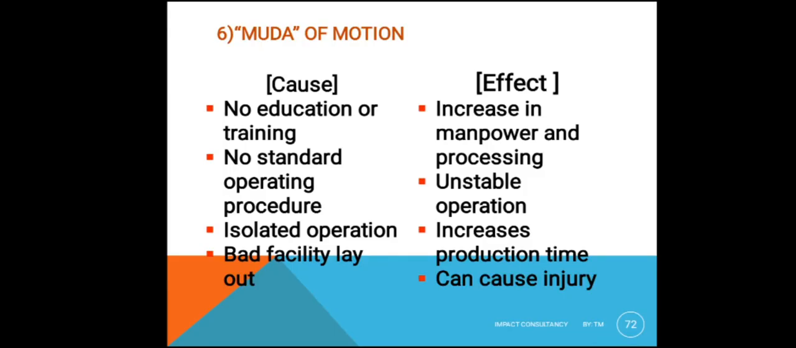So Muda of motion, the causes are no education or training, no standard operating procedure, isolated operation, bad facility layout can be the cause for Muda of motion. The effect it will bring: increase in manpower in processing, unstable operation, increase production time, can cause injury, health problem, damage on workers.